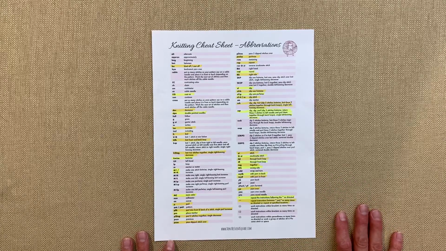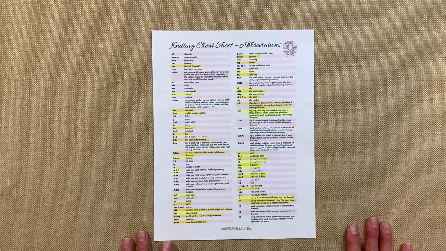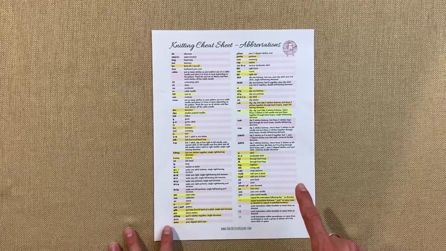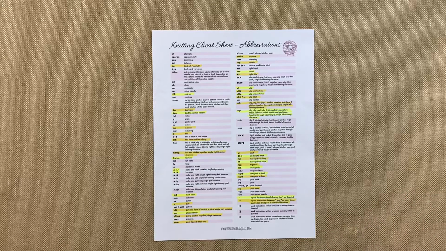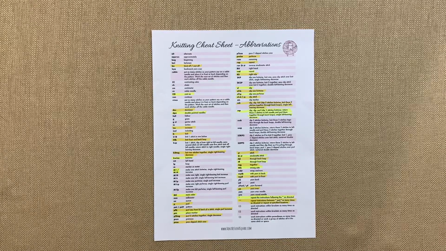SL1K is to slip one knitwise. We just talked about that. And then SL1P is slip one purlwise. We talked about that too. SLST is slip stitch. SSK means to slip, slip, and then knit the two together knitwise. So that would be something that you could totally look up as well. And then the same thing, SSP, slip, slip, purlwise. That would be talking about slipping 2 stitches knitwise and then purling them together.